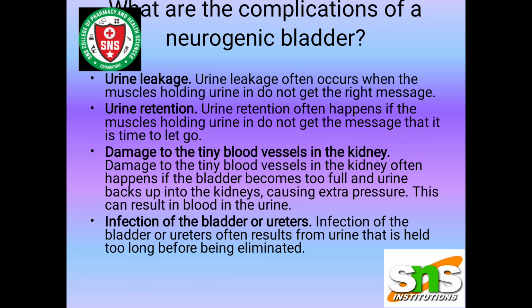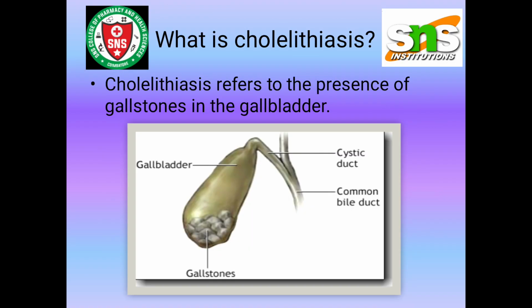What are the complications of neurogenic bladder? Urine leakage, urine retention, damage to the tiny blood vessels in the kidney, infection of the bladder or ureters. And what is cholelithiasis? It refers to the presence of gallstones in the gallbladder.